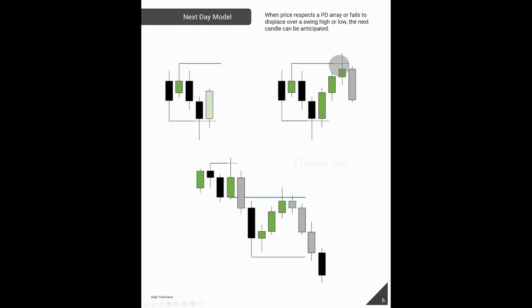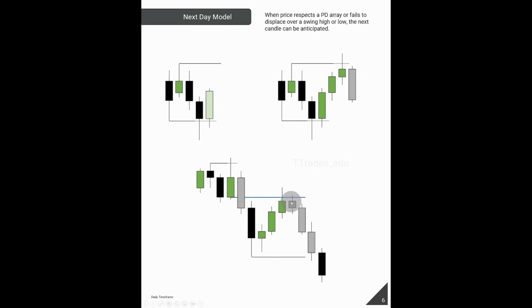And then similarly up here, when price takes this swing high, closes back in the range, I can anticipate an open, high, low close, or a bearish candle. So looking at a set of price action using that, you can see we sweep this high right here, close back in the range. I can anticipate this next candle being open, high, low close. Similarly over here, we respect this PD array here.